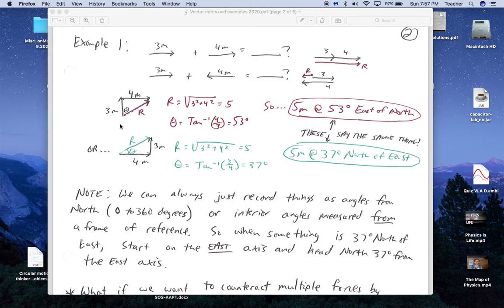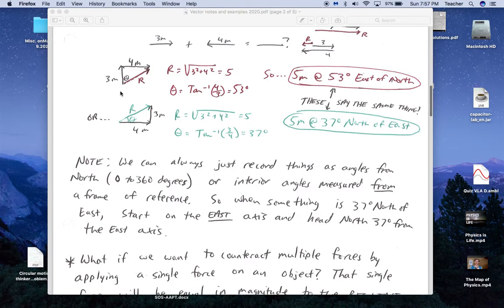Okay, let's look at one where we've got things at 90-degree angle. Let's say we have 3 meters to the north, and then we move 4 meters to the east. What will be our resultant? We can find the magnitude of this resultant by using the Pythagorean theorem, which is a squared plus b squared equals c squared, or some derivation of that. So when I do that, I get 5, which would be 5 meters.